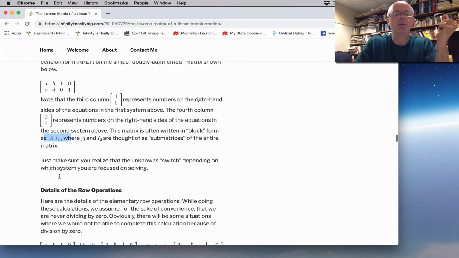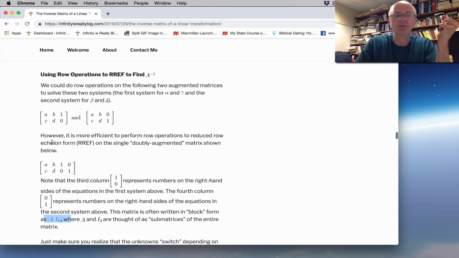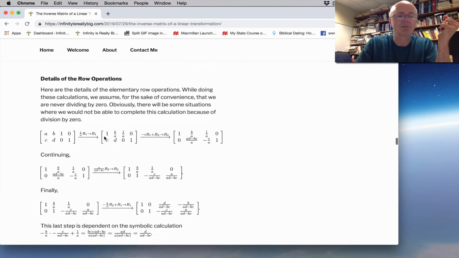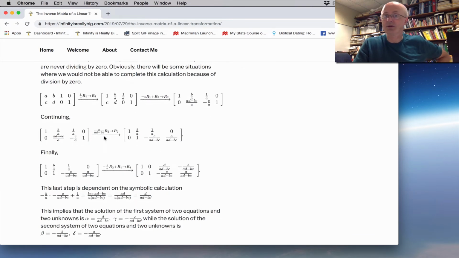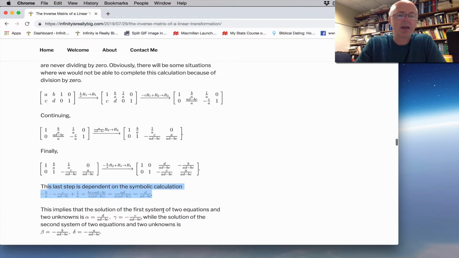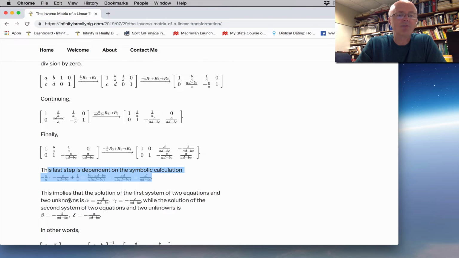So you do the row operations to try to solve essentially both systems at once, and here are the details. I'm assuming in these details that I'm never dividing by 0, just for the sake of not worrying about that. You should double check these details. The last step is, depending on this calculation, it's the trickiest step here. And you can solve for alpha, beta, gamma, and delta.